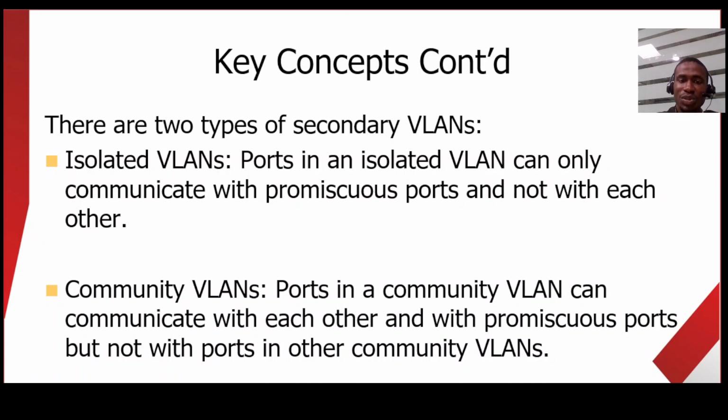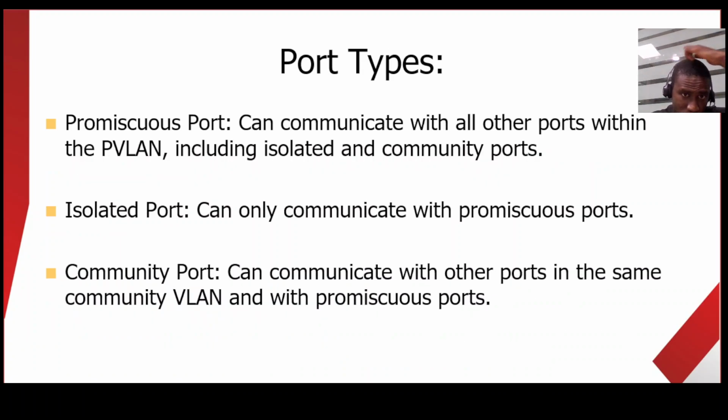For community VLANs, ports in the community VLAN can communicate with each other. Servers referencing the community VLAN can talk to each other and with promiscuous ports, but not with ports in other community VLANs. I hope we get that. Promiscuous ports can communicate with all other ports within the PVLAN, including isolated and community ports. Promiscuous ports are those data interfaces. You can have, majorly, an L3 interface, let's say an SVI or an IRB. Say your primary VLAN is VLAN 50, and then you have an IRB.50 referencing your VLAN 50.